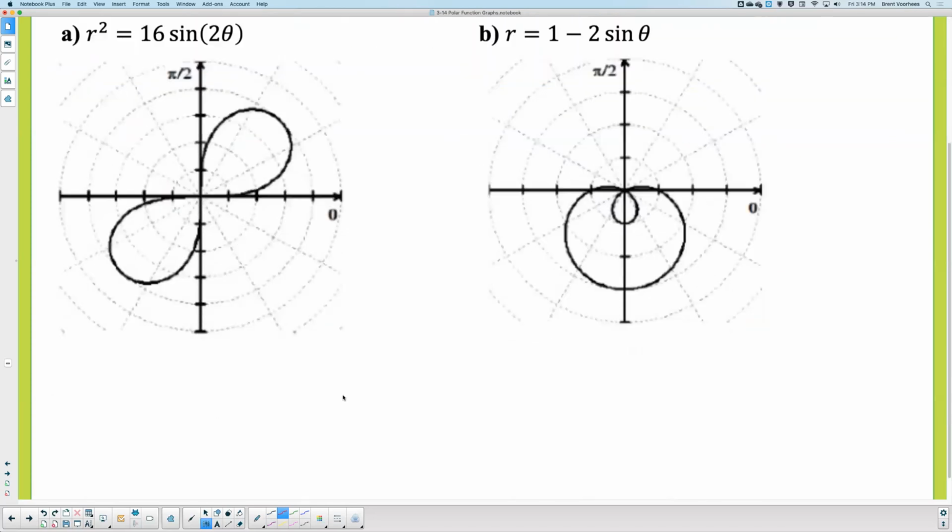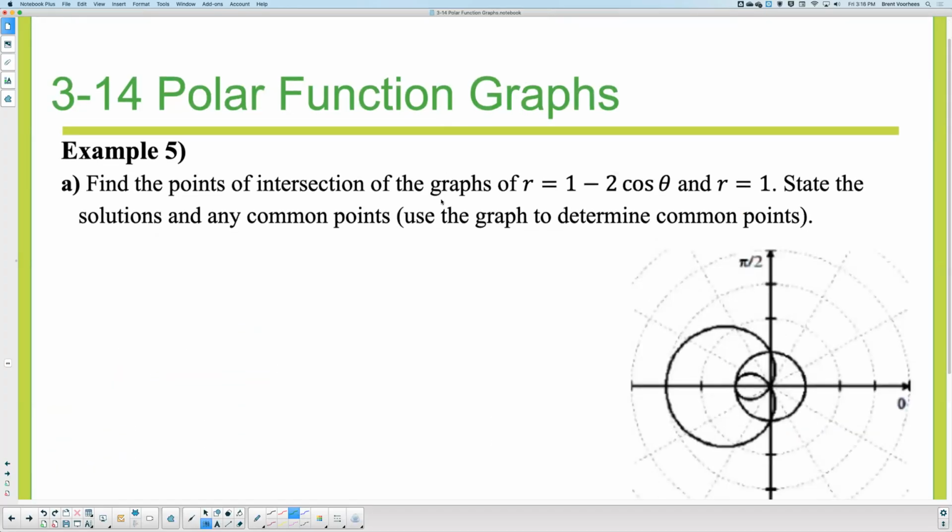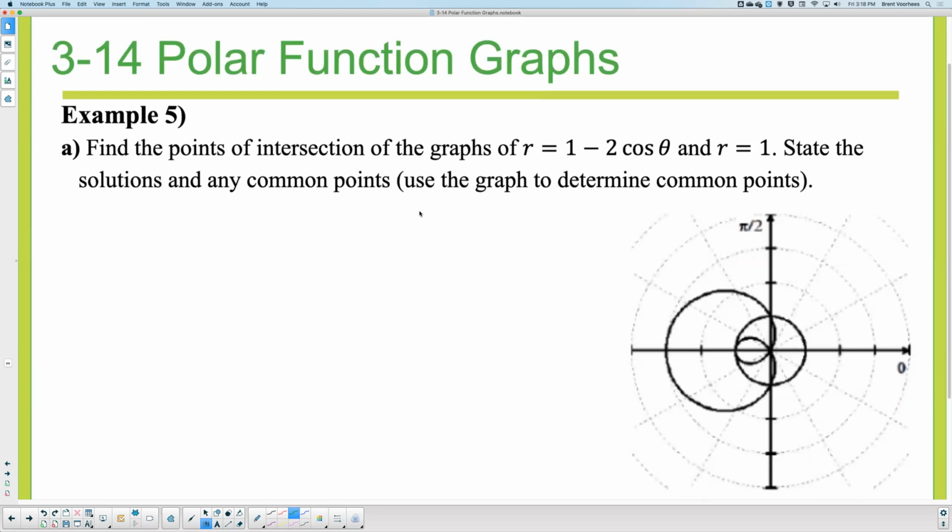Here's 2 more. Okay, now let's finish up example 5 here. When we get to that, it's talking about finding points of intersection. So I have 2 different graphs here. I have a circle with a radius of 1, and I have this inner-looped limaçon, and I want to know where these are equal. And if I look at the picture, it looks like there's 3 points of intersection. It looks like there's going to be a point of intersection here, here, and here. That's what they appear to be.